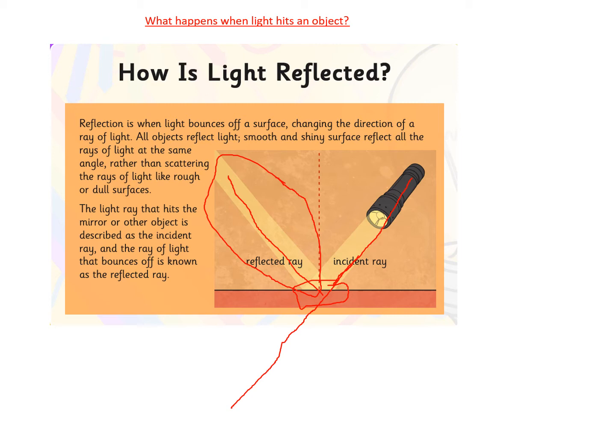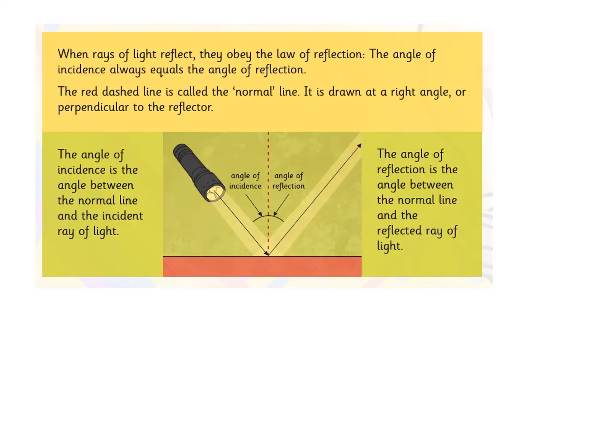So the light ray hits the mirror or any other object, and it's described as the incident ray, which then bounces off and becomes the reflected ray. When rays of light reflect, there's something called the law of reflection that they have to stick by, and that is the angle of incidence always equals the angle of reflection.